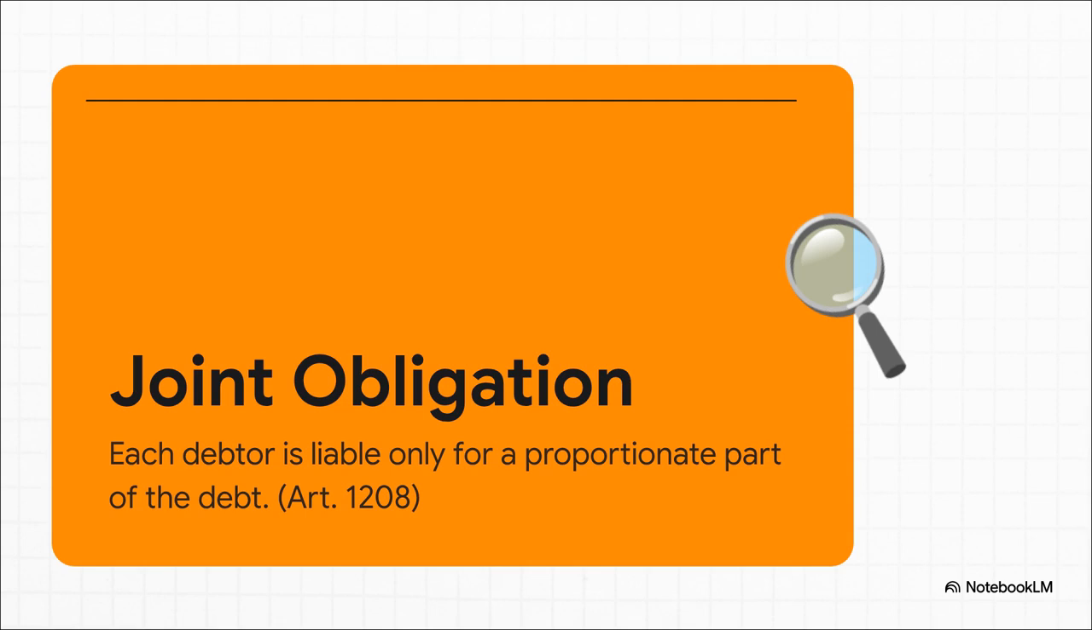It says that in a joint obligation, the debt is basically chopped up into equal pieces. Each person is only on the hook for their own slice of the pie. The law just presumes it's divided equally among all the debtors.